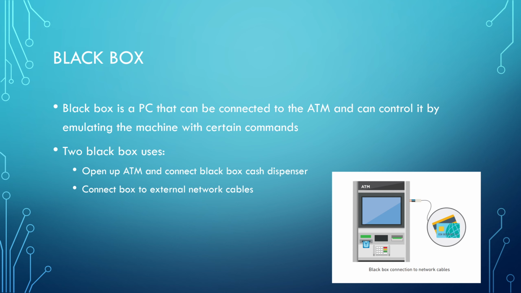And then in the second method for black box usage, the black box is connected to external network cables. And so the ATM does not need to be physically opened, but there are network cables on the outside that the black box is connected to. And in this way, the hackers can control getting credit card information once credit cards are slid through the slots of the ATM and can be able to control the cash dispenser as well if it's connected to these external network cables.